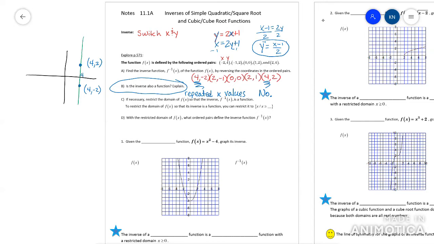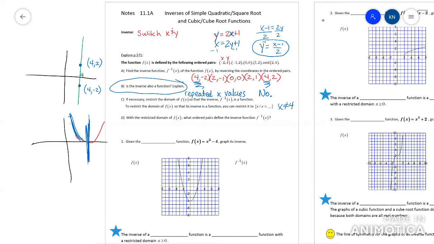Sometimes they'll make you restrict the domain. What that means is cutting this graph into pieces. Say you had this whole graph. They would say, okay, the inverse will be a function if you cut it right here and only focus on this blue part of the graph. That's basically what they mean when they say restrict the domain. So in this scenario, you would just have to say x cannot be 4 for it to be a function. I don't really know what they're trying to do here. Let's just keep moving.